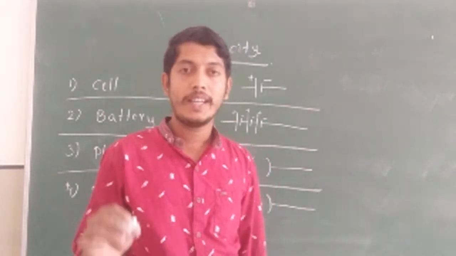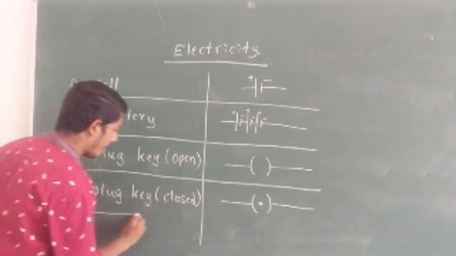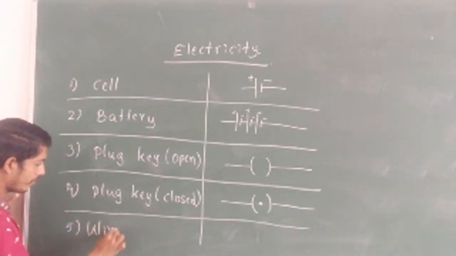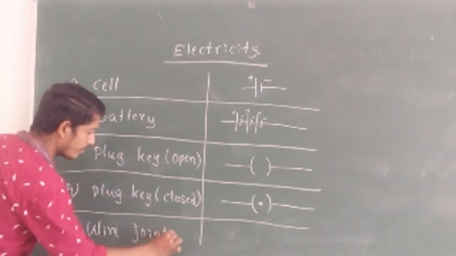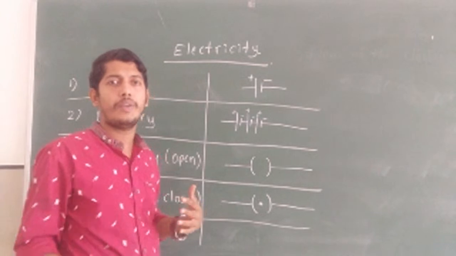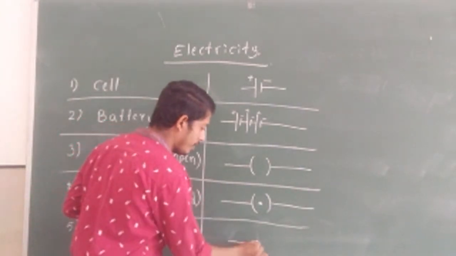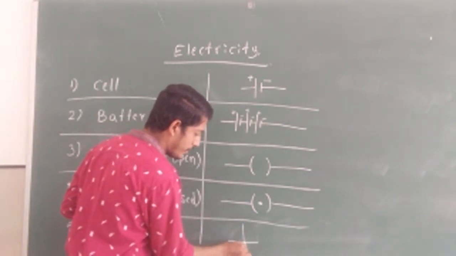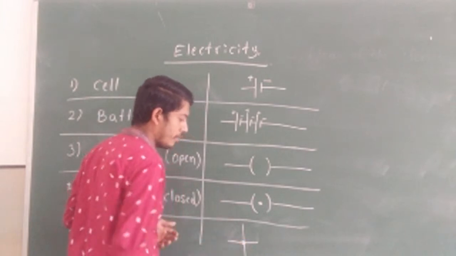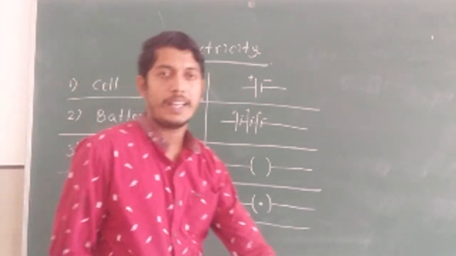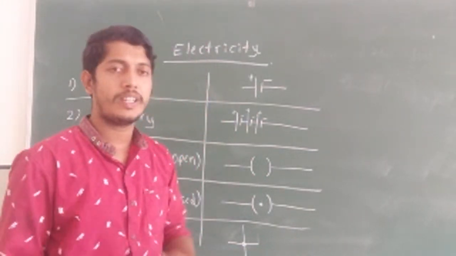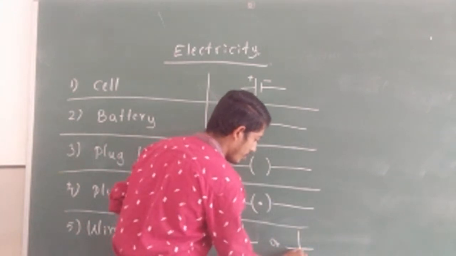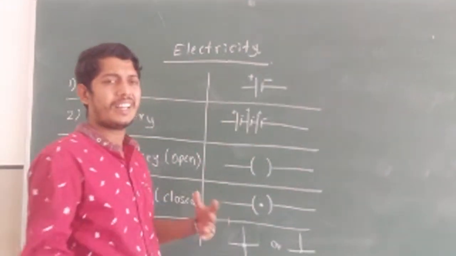The next one is wire joint. When 2 or 3 wires are joined. For example, this is one wire and this is another wire. So here these wires are joined at a particular point. Therefore this is termed as wire joint. In the textbook they gave 3, so we can consider this, or we can consider anything.